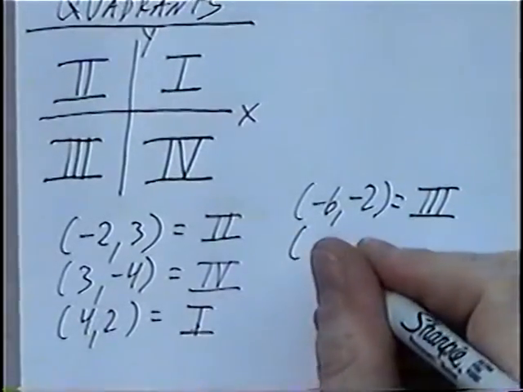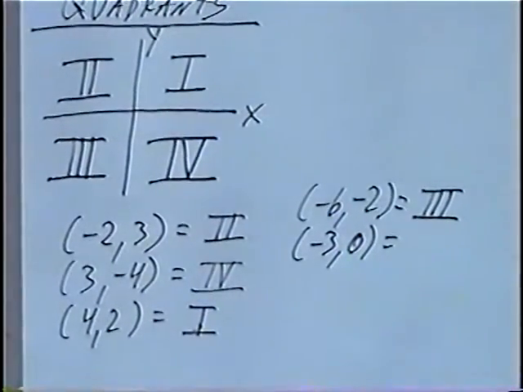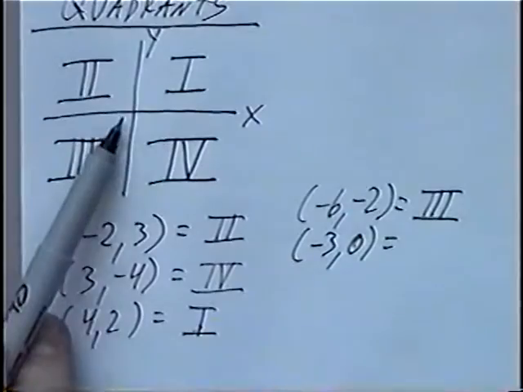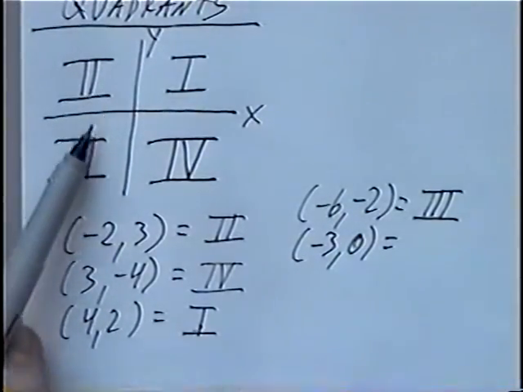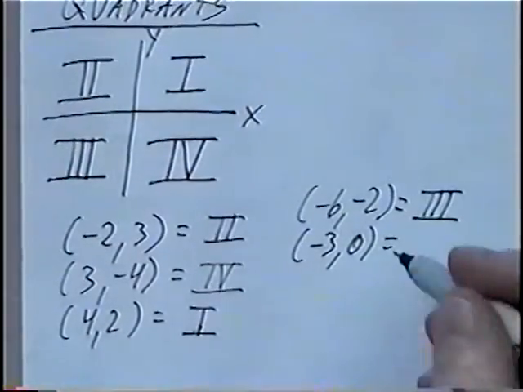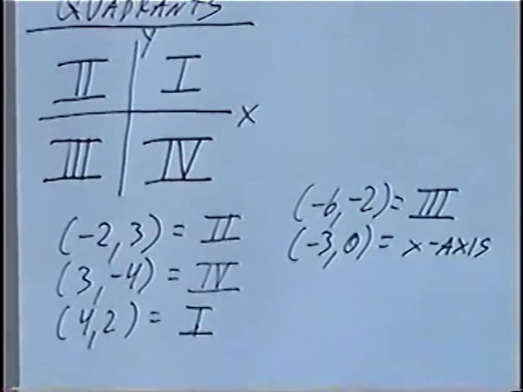And the next point, (-3, 0). -3 would be on the x-axis to the left. 0 for y means it's not quadrant 2 or quadrant 3. It's on the x-axis. So the answer to this would be x-axis.